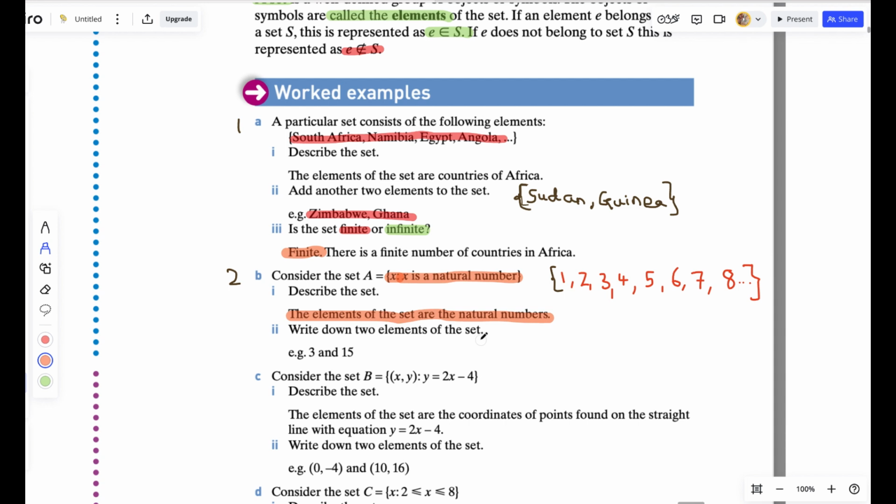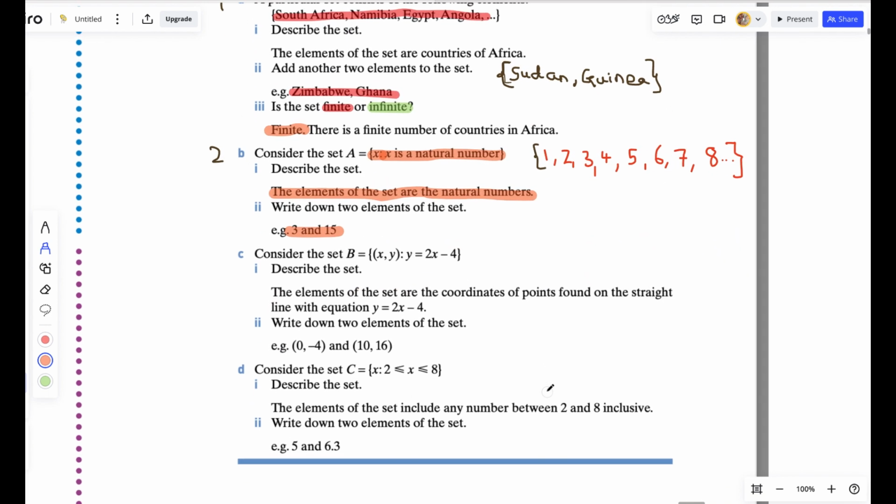Then, write down 2 elements of set A. You can write any number. This author wrote 3 and 15. You can write 100 and 1,000. You can write 1 million. You can write 800. It depends on the numbers that you love, are familiar with, or want to write.